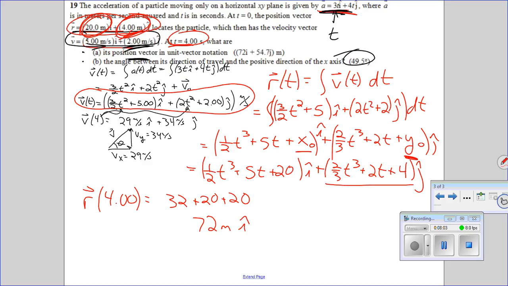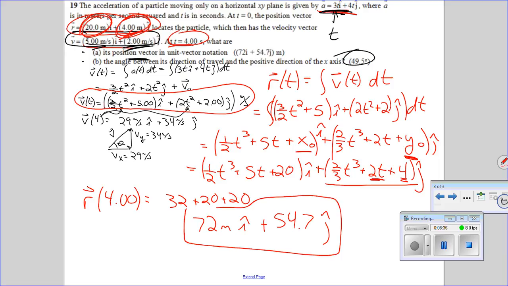And then if I go over here and plug in 4, 4 cubed is 64, 2/3 of 64 is, well, I'm going to grab a calculator, it's early. So what do we got? 64 times 2 divided by 3. All right, so you get like 42.7 plus 8 plus 4. So 42.7 plus 12 gives you 54.7. All right, and there we go. There's our position vector in unit vector notation.